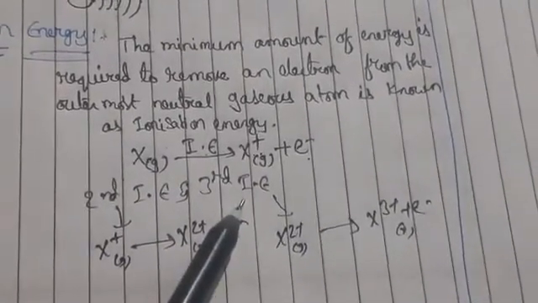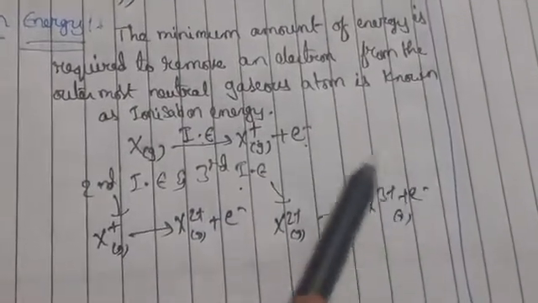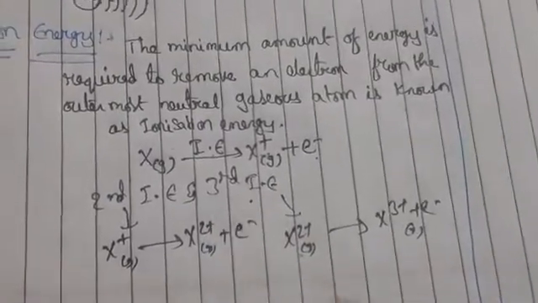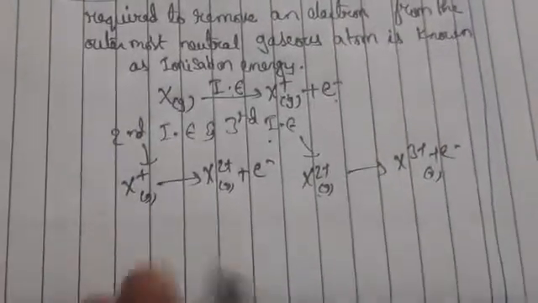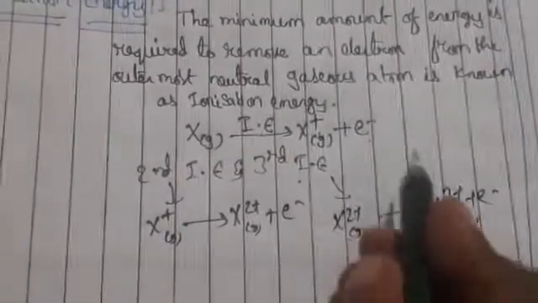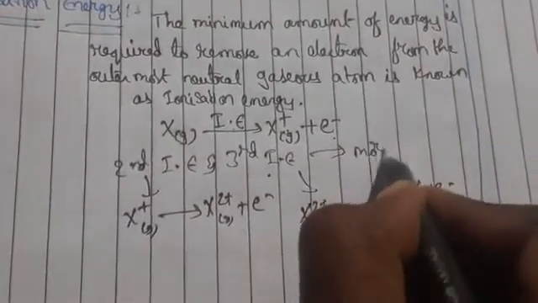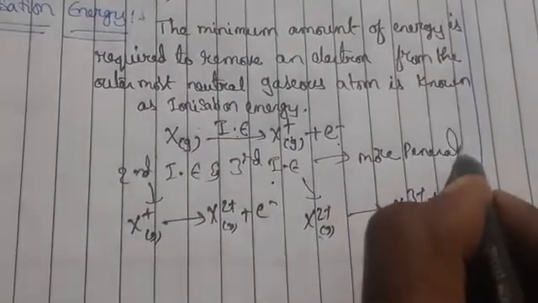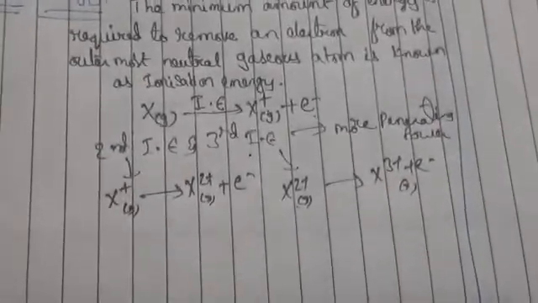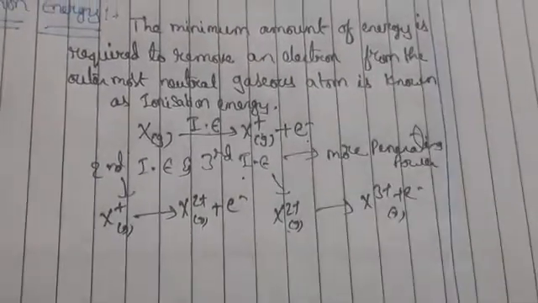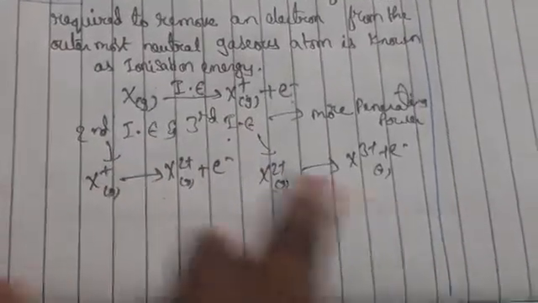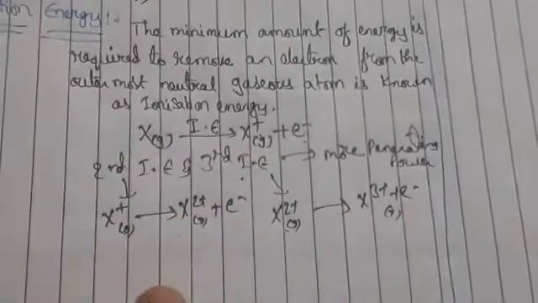Coming to the third ionization energy: the minimum amount of energy required to remove an electron from the dipositive ion. We call it the third ionization energy. Compared to the first ionization energy, the second and third ionization energies involve more penetrating power, which means the electron cannot be removed easily. It is very stable; we cannot easily remove an electron from the unipositive ion.